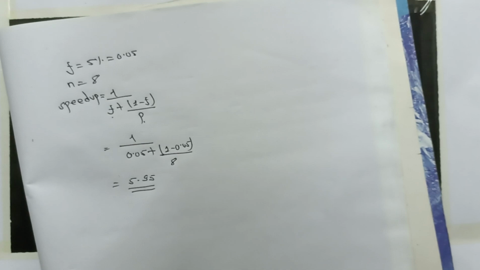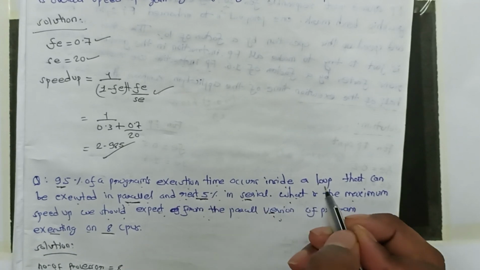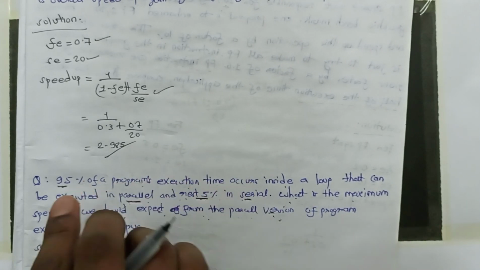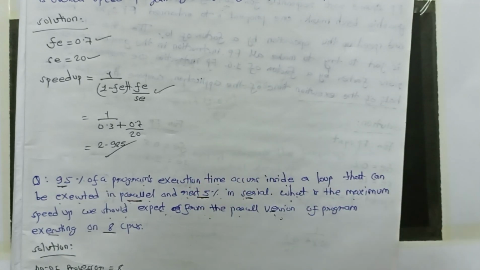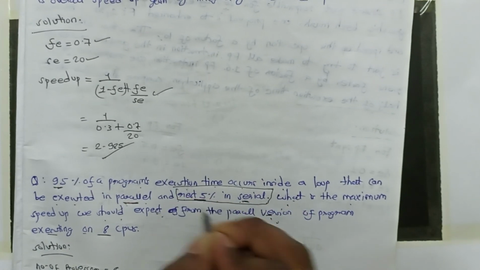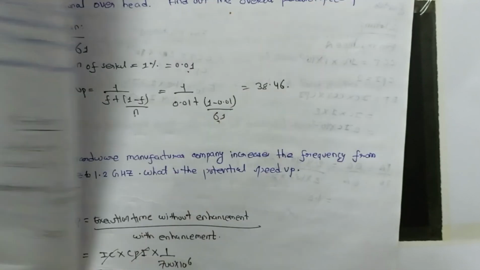Sometimes in the question only the parallel fraction is given, and we know that 1 minus F means the parallel fraction. For example, in this question 95% of the program execution time occurs inside a loop that can be executed in parallel. It means 95% is parallel. If the 5% serial is not given, then by common sense we can assume that if 95% of the program is parallel, then obviously 5% is serial. So sometimes we can assume how much is serial. Okay, let's solve another question.